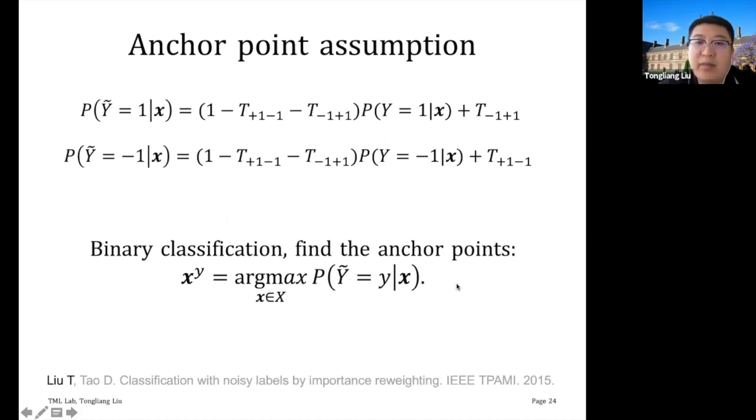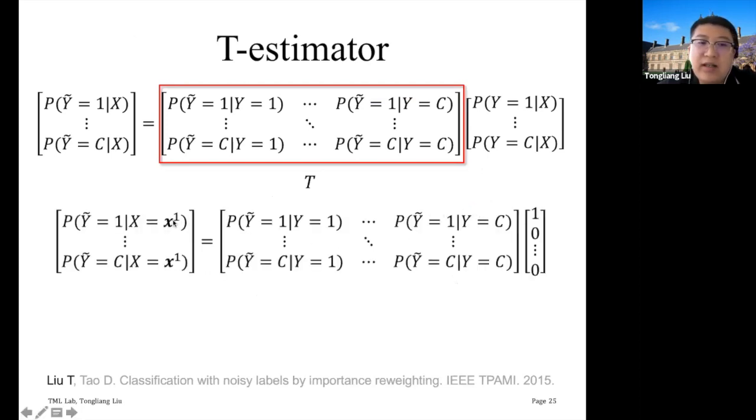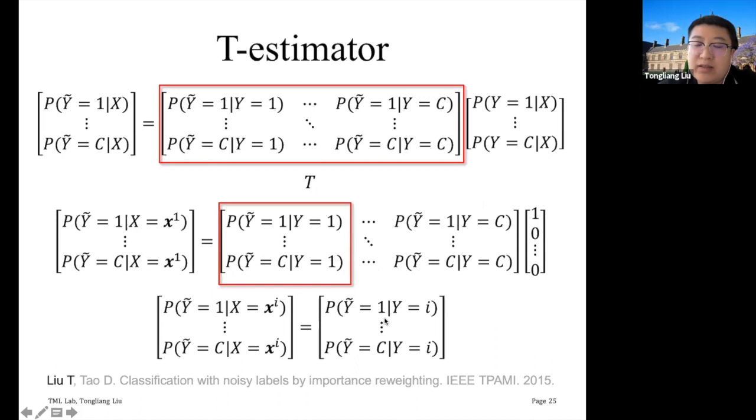This is somewhat abstract, but if we look at the multi-class classification problem, the idea will be clear. For example, now we introduce the anchor point of the first class. As discussed, it is defined in the clean class domain, so the clean class posterior is the one-hot vector. So the left-hand side equals the first column of the transition matrix. If we want to estimate the i-th column of the transition matrix, we can just use the anchor point from the i-th class. Such an estimator is called the T-estimator, which can be used to estimate the instance-independent transition matrix.